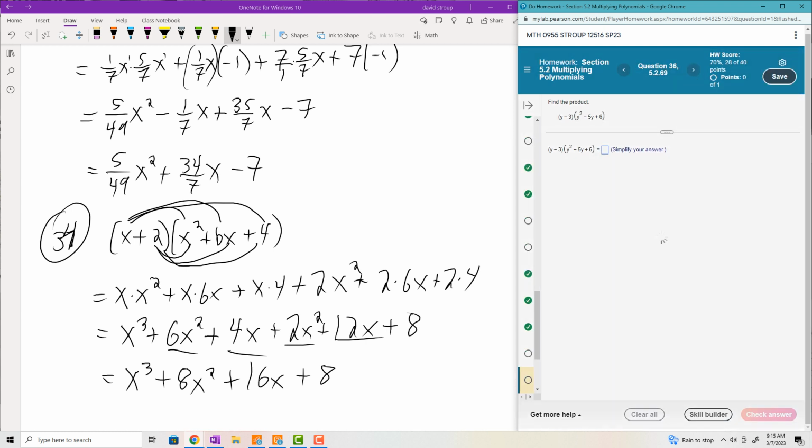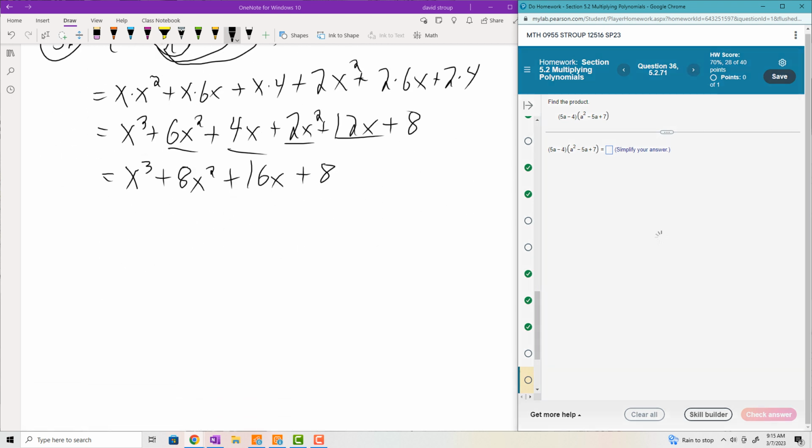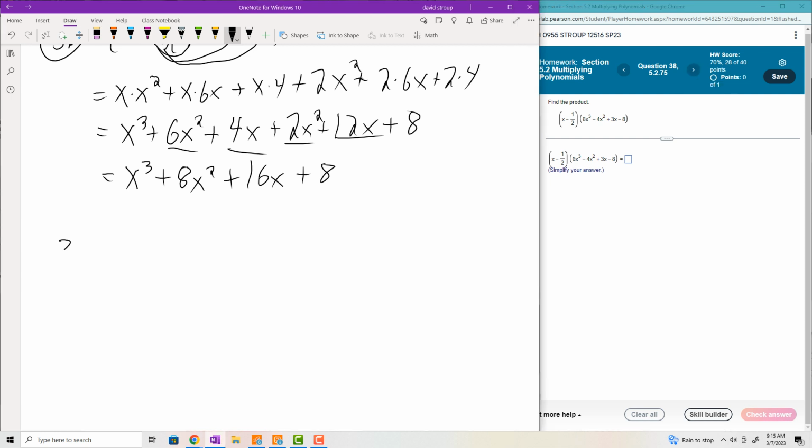Right, and that's just more of the same. Let's get some funny variables in there. Maybe we'll come back to that one. It's a quadnomial, I guess. Let's try this one, 38. So I have x minus 1/2 times 6x cubed minus 4x squared plus 3x minus 8.